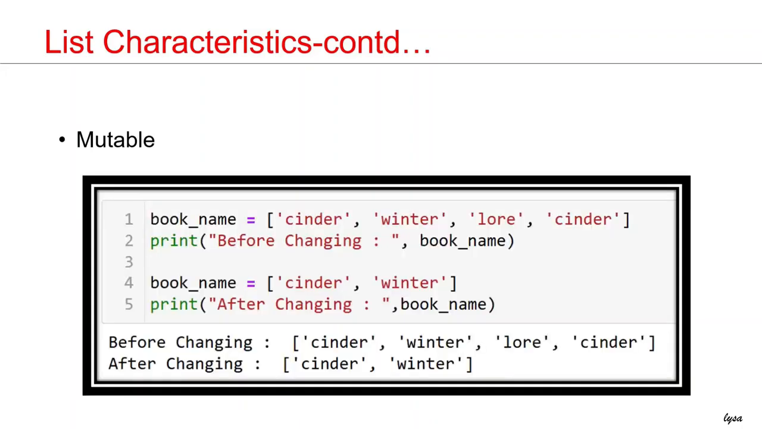The next major characteristic of a list is that it is a mutable data type. What do we mean by that? If you look at the example, first I have given book name to consist of 4 items: Cinder, Winter, Lore, and Cinder. But then it is possible for me to change the items in the variable by giving again book name is equal to Cinder, Winter. These types of data types in which it is possible to change the items are called mutable data types.